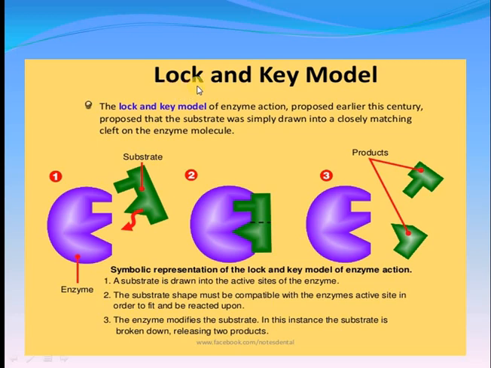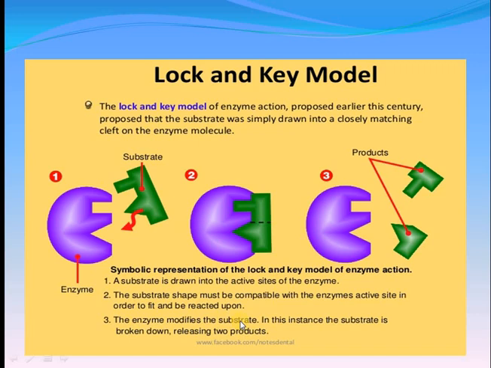Now we further discuss the lock and key model. How does this reaction take place? In this reaction, there are 3 steps. In the first step, a substrate is drawn into the active site on the enzyme. Here is the substrate, here is the enzyme, and it will come to the active site. The substrate shape must be compatible with the enzyme. Its shape is compatible with the enzyme's active site in order to fit and be reacted upon.